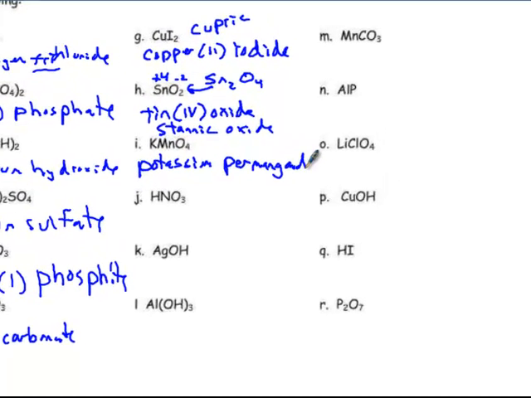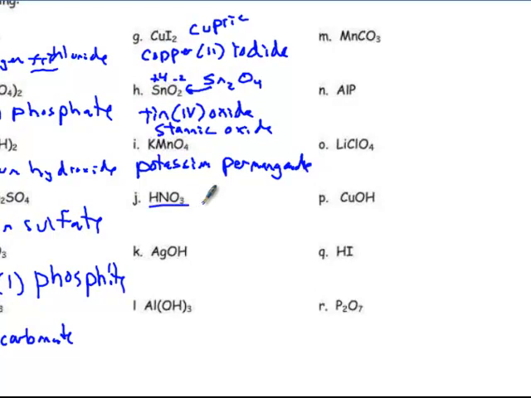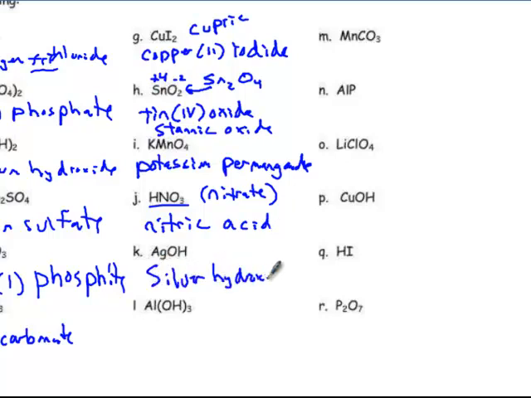Potassium permanganate, polyatomic ion. Now we have an acid. We learned to name the acids. This has oxygen in it, and so this is the nitrate polyatomic ion, which makes it no prefix, nitric acid. Silver hydroxide. Aluminum hydroxide.